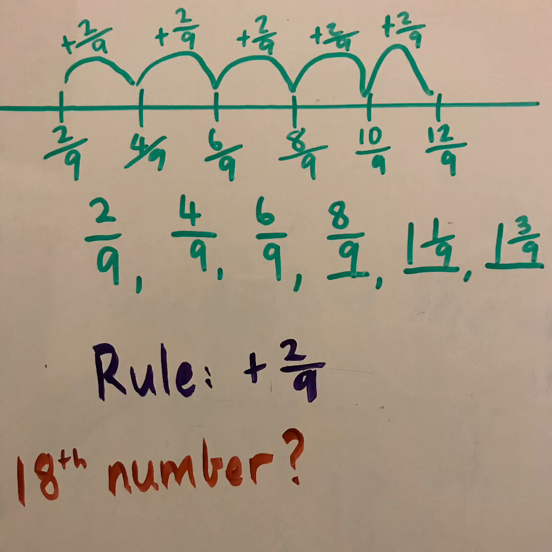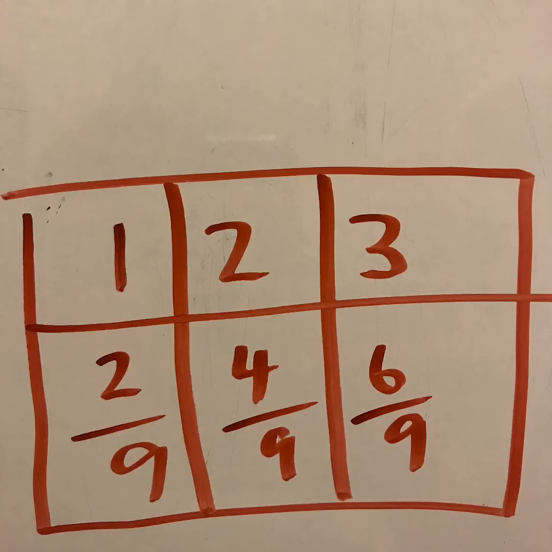Sometimes you might get a question like, what is the 18th number in this number pattern? You could just keep on counting up by 2/9 every time, but it's better and quicker in the long run to look for a pattern. So if we look at actually a pattern between the term and the actual number, that's how we're going to work out quickly what the 18th term is.